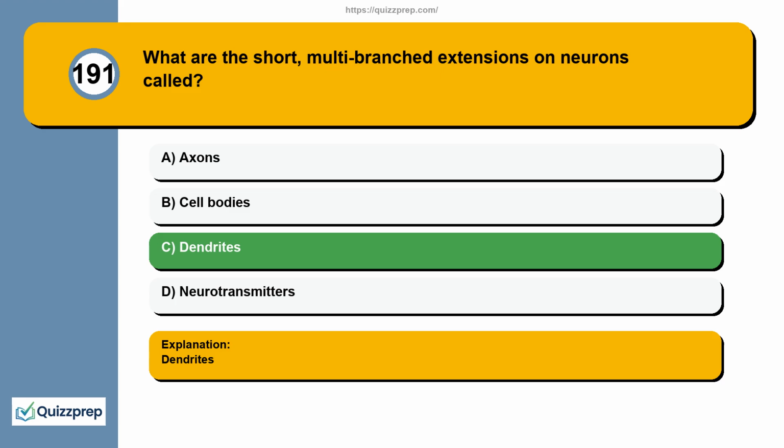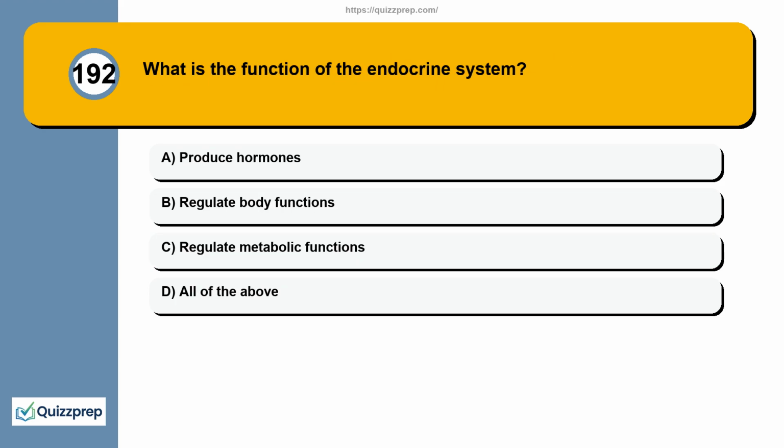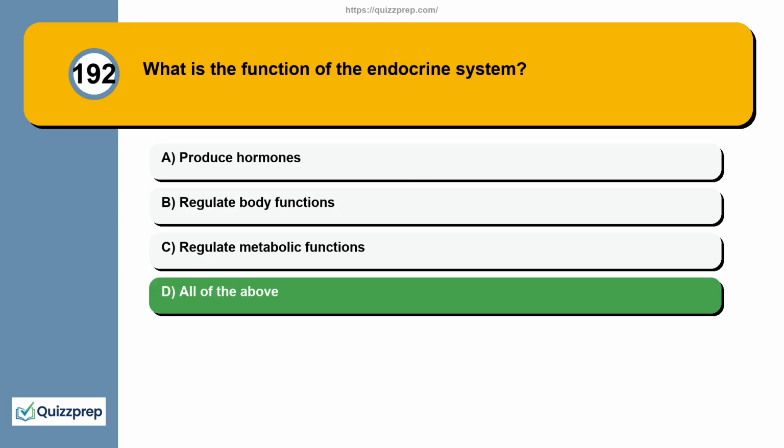Dendrites. Question 192. What is the function of the endocrine system? Option A, produce hormones. Option B, regulate body functions. Option C, regulate metabolic functions. Option D, all of the above. The correct answer is option D, all of the above.